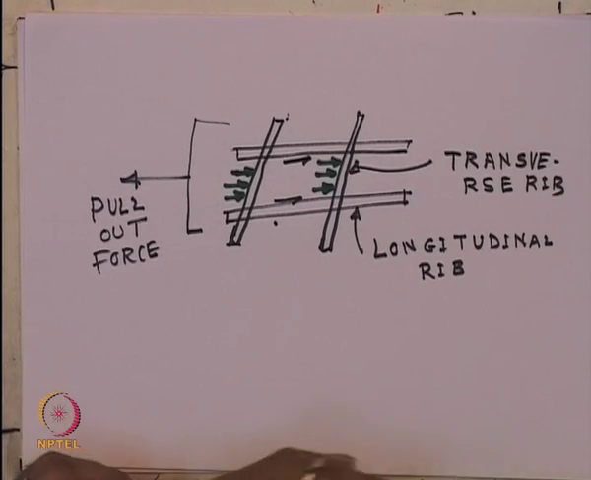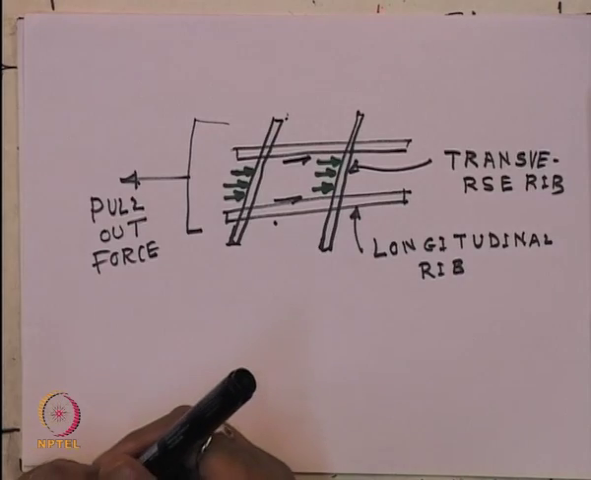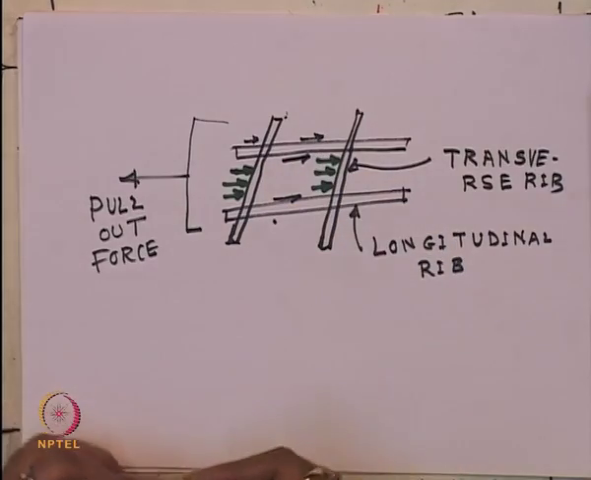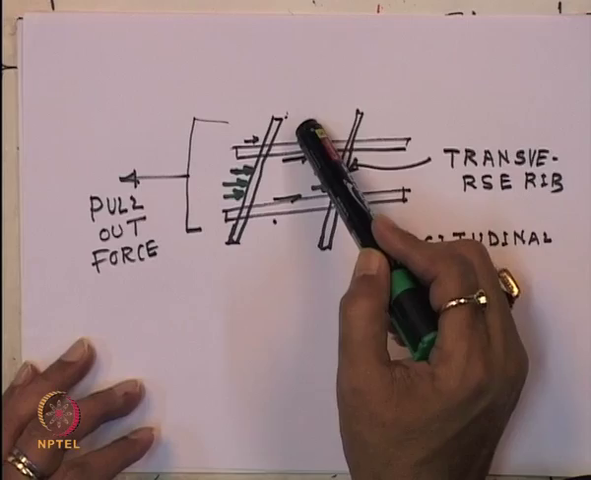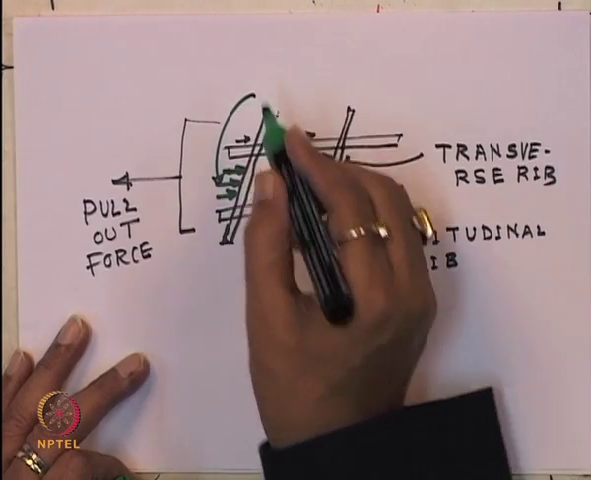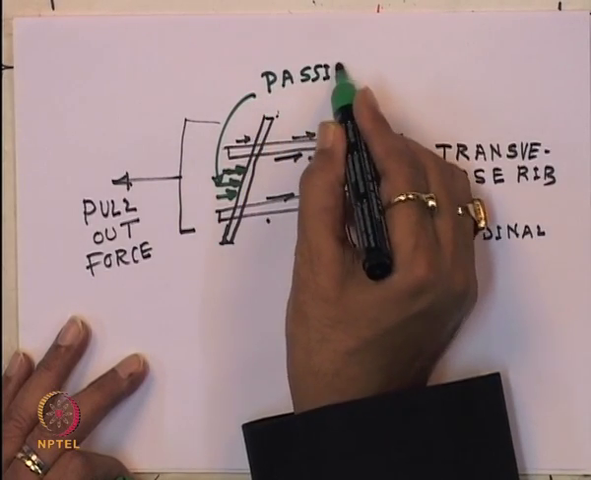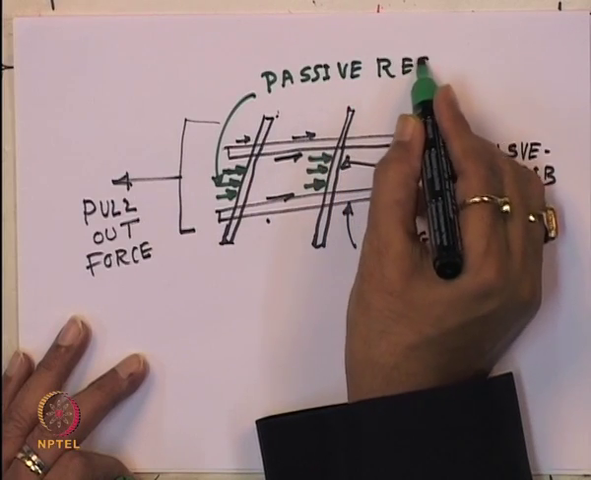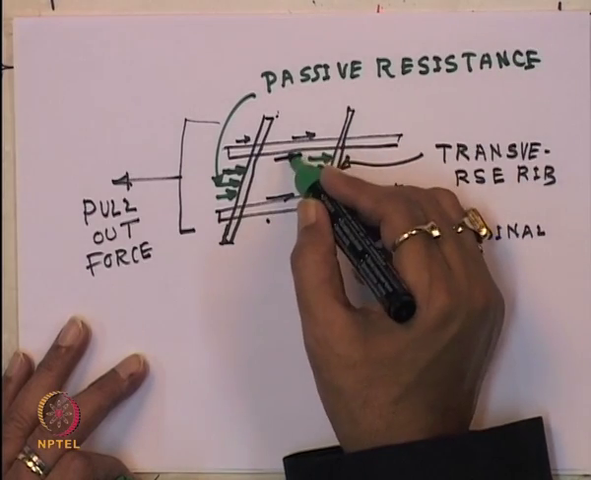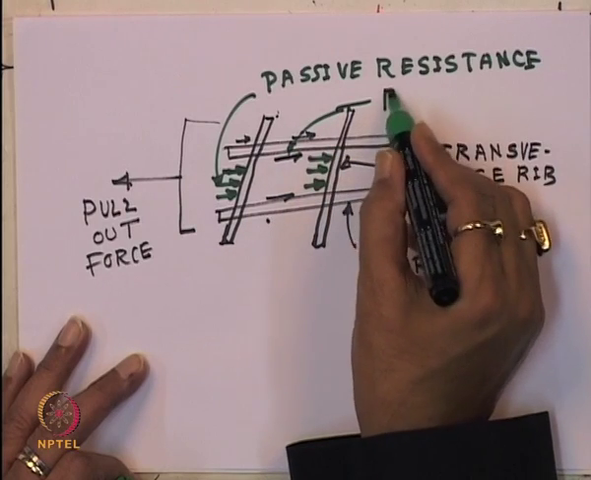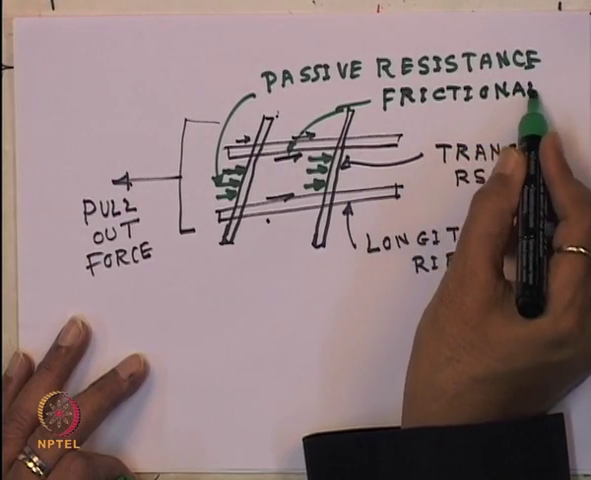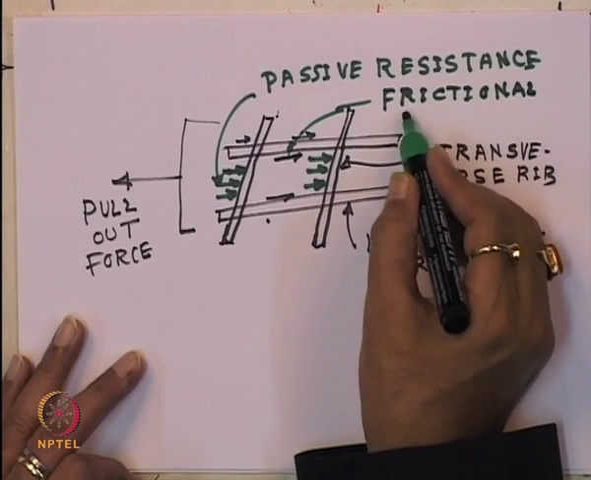So you can say, also here friction, here also friction. So these are the frictional force and these are the passive resistance. So this is the passive resistance. And these are the frictional.